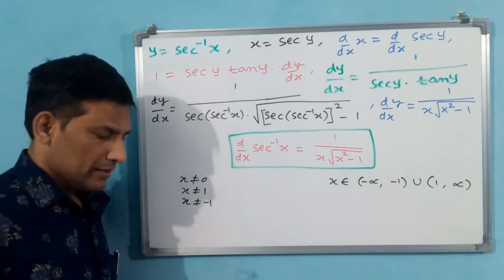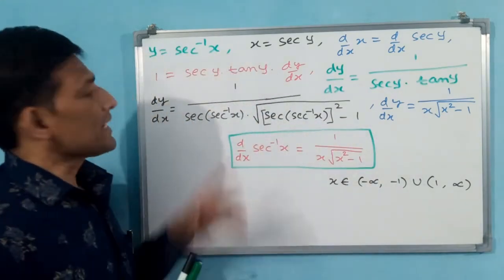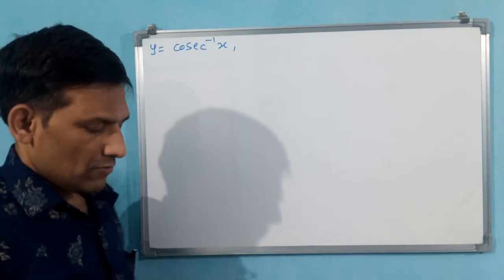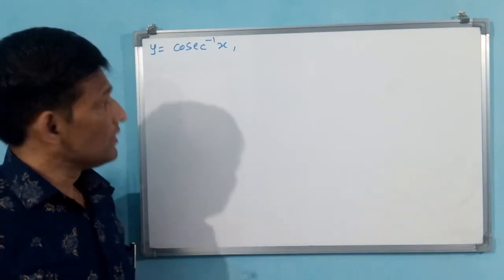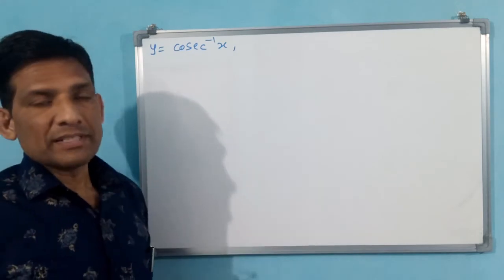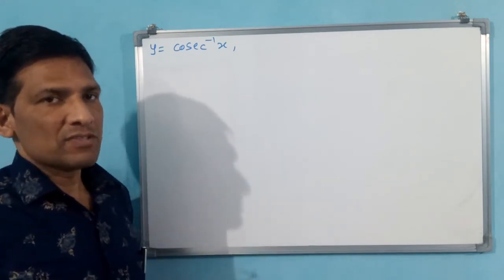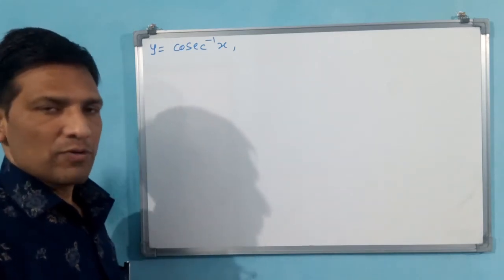Okay, let us proceed to cosecant inverse x, the last one. Y is equal to cosecant inverse x. Now we have to find the derivative of this cosecant inverse x. We have found five derivatives until now, so standards like we have taken.